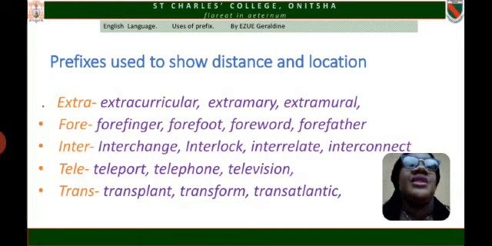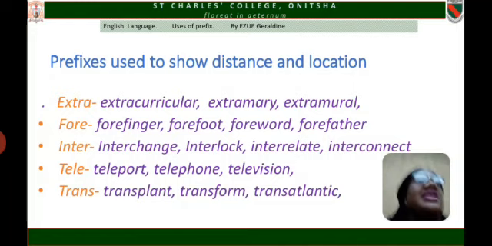Television. Okay, then we have trans. Trans is also a prefix that shows location. Trans means move. Transplant, move from one plant to another. Then we have transport and transatlantic, movement across the Atlantic Ocean.